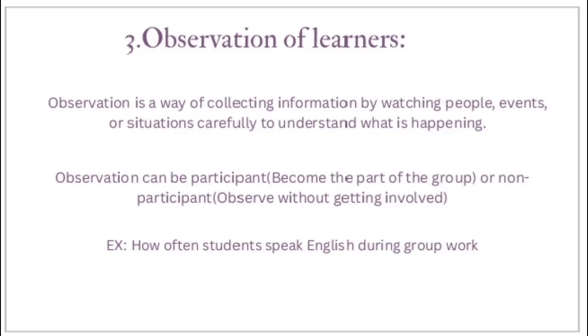So basically observation can be participant or non-participant. Participant observation means that the observer becomes part of the group. For example, if a researcher wants to conduct research on a secondary class, he has to sit with them and participate with them, like he has to write notes and respond to the teacher. So basically this is participant observation.